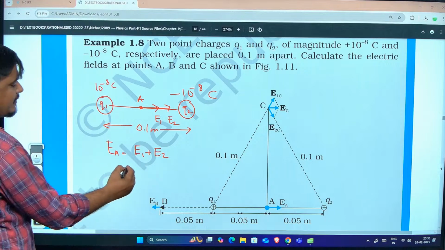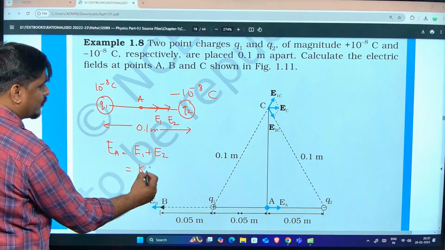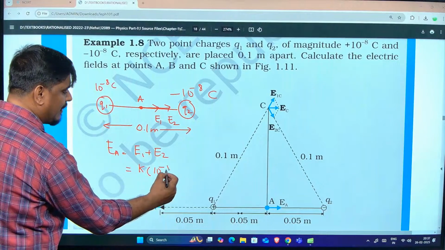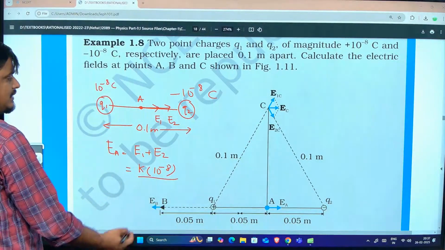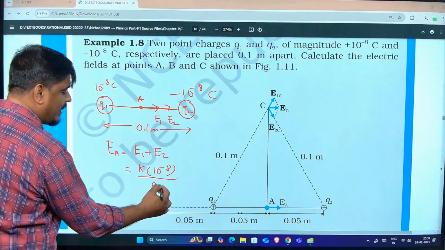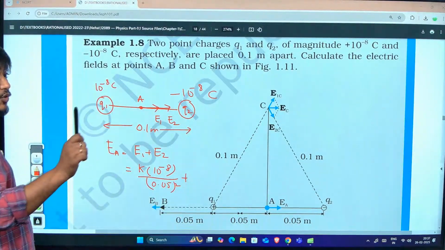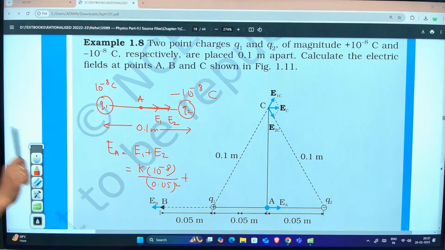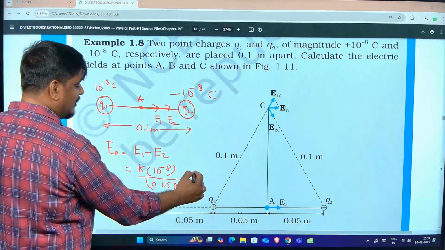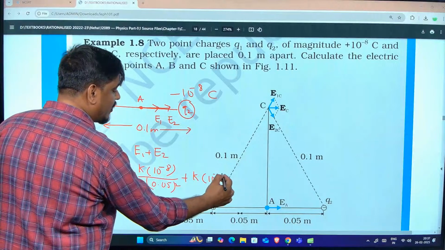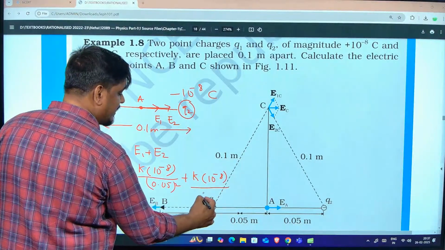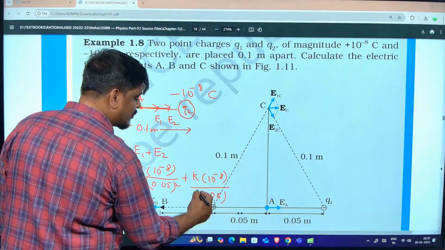So what is the value of E1? E1 will become equal to K into Q1, where Q1 is 10 to the power minus 8, by R square, where R is half of this, 0.05, the whole square. I told you not to take the minus sign; in vectors, never take the minus sign. So it will become once again K into 10 to the power minus 8 by 0.05 square.